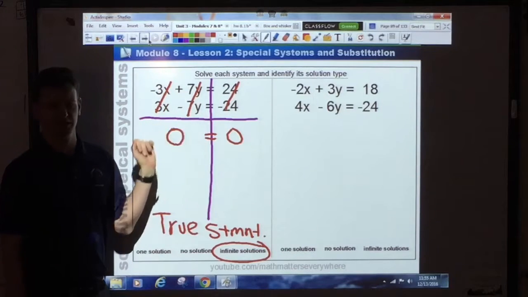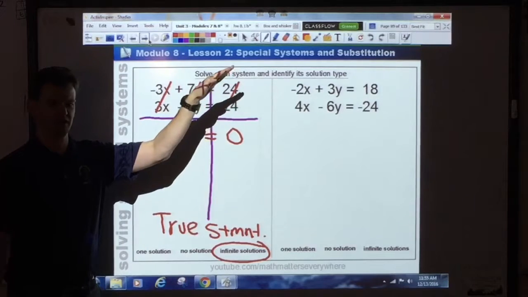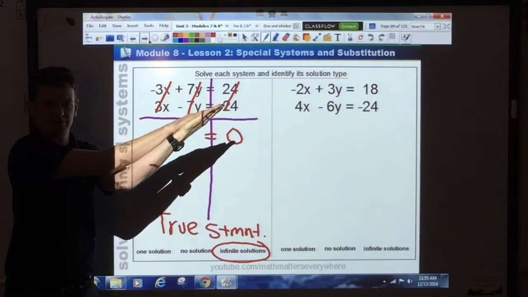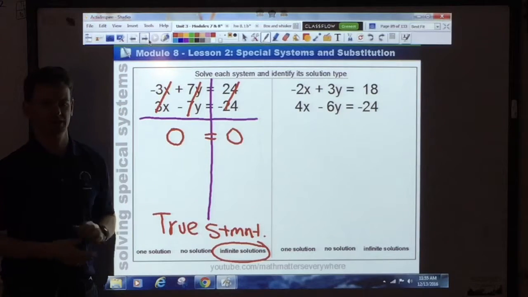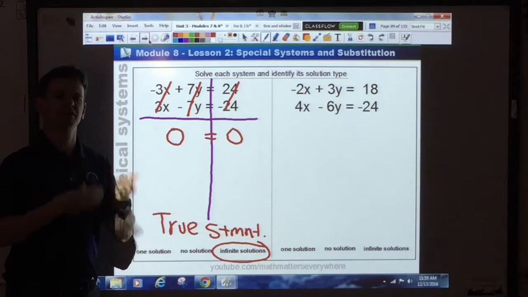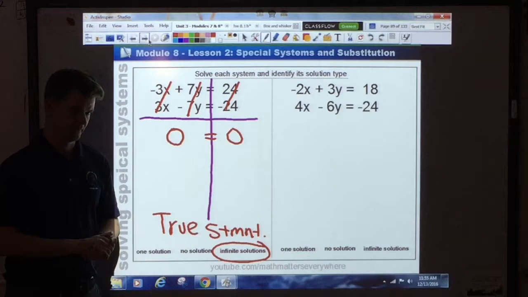Because we can graph these lines. And if we do graph these lines, you'll realize that what you're graphing here is one line, and the other line falls right on top of it. If you have both lines together, that means no matter what coordinate pair you pick, each one of them solves that system. When we get to graphing, that'll make a little more sense. Okay? Question?